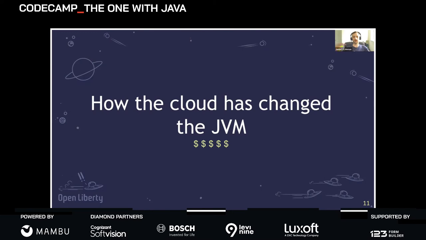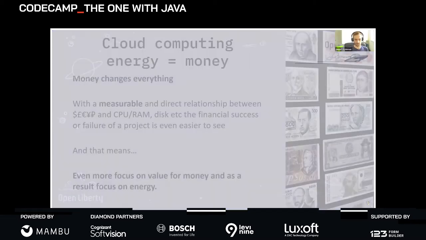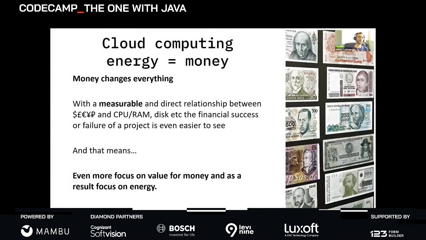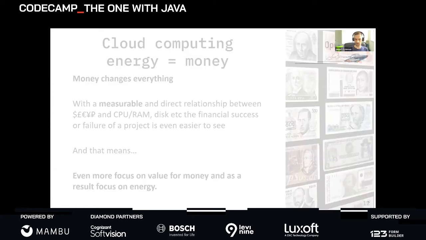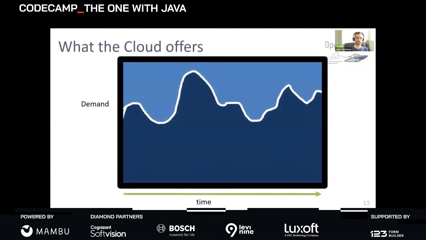So now we're all experts in how a JVM works, and we all have a very high-level view of the architecture of a JVM. How has the cloud changed the JVM? So I've taken a few slides from another presentation I've done, but essentially it's all down to money and energy. Every resource we use on the cloud, we don't want to waste, because we're paying for every little bit we use, right? So it's changed the way we look at the JVM.